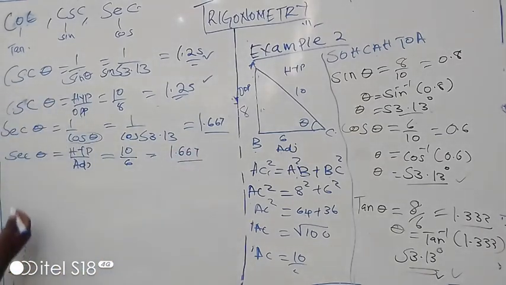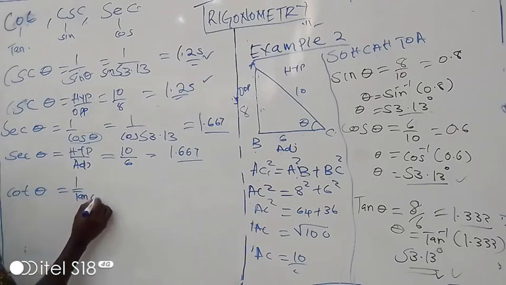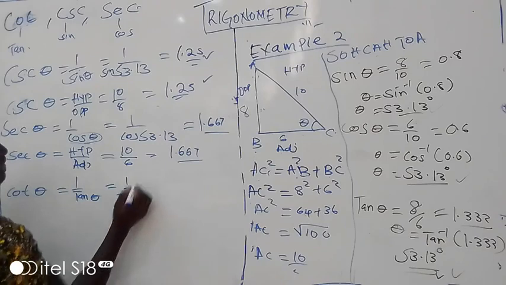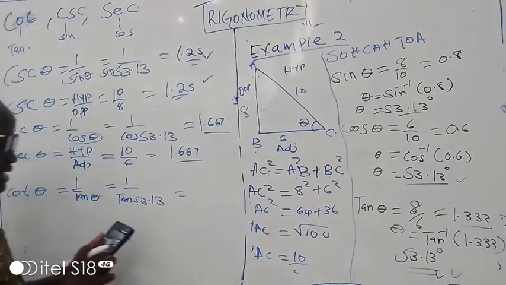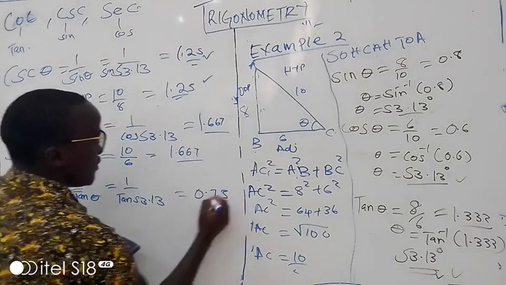Now we can come and find the last one. We have looked for sec. It is cot theta, which is 1 over tan theta, which is 1 over tan 53.13. We can take tan 53.13, then 1 over the answer. We are getting 0.75.